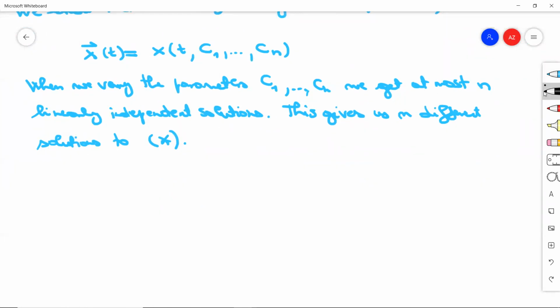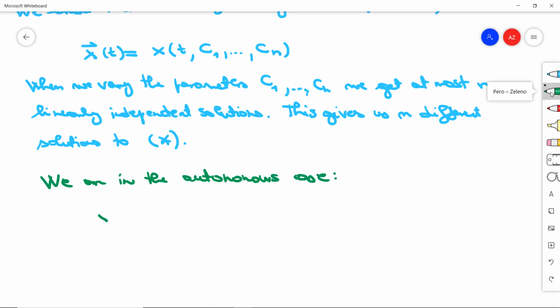Let's assume now that we are in the autonomous case, because this is the only case we know how to solve. Which means that the n-th derivative of x is equal to an minus 1 times the n minus first derivative of x, plus and so on, plus a1 times the first derivative of x plus a0 x, and we don't have the non-homogeneous part.